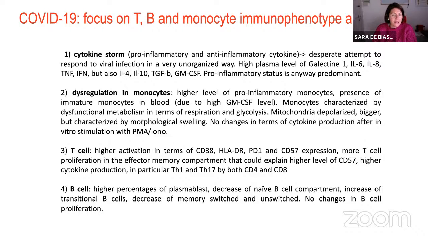We found a complete subset of monocyte that is completely dysregulated from a metabolic point of view, and T and B cells were completely altered, because T cells were characterized by higher activation in terms of CD38, HLA-DR, PD-1 and CD57 expression, and in B cells we find really high levels or percentages of plasmablasts, and in particular we find a population of senescent B cells, and we did not find any difference in B cell proliferation.